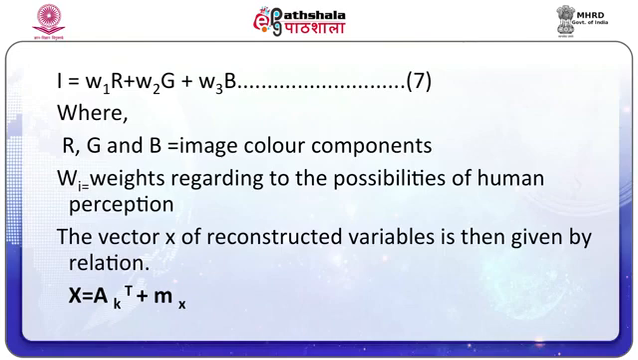The R, G and B, also called red, green and blue band matrices, contain image color components. The weights Wi were determined with regard to the possibilities of human perception. The PCA method provides an alternative to this method. The idea is based on equation 1, where the matrix A is replaced by matrix Ak, in which only the k largest instead of n eigenvalues are used for its forming. The vector x of reconstructed variables is then given by the relation x is equal to Ak^T y plus mx.